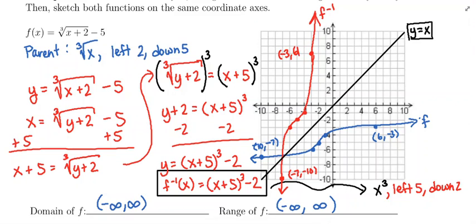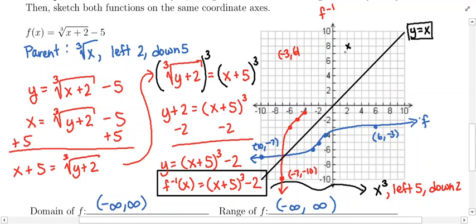This is what happened. I made a little mistake, so let me go ahead and fix it. On the parent function x cubed, the point (2, 8) should be there. So I needed to go left 5, 1, 2, 3, 4, 5, but I only went down 1 instead of 2. So it should actually be right here. It's easy to fix.